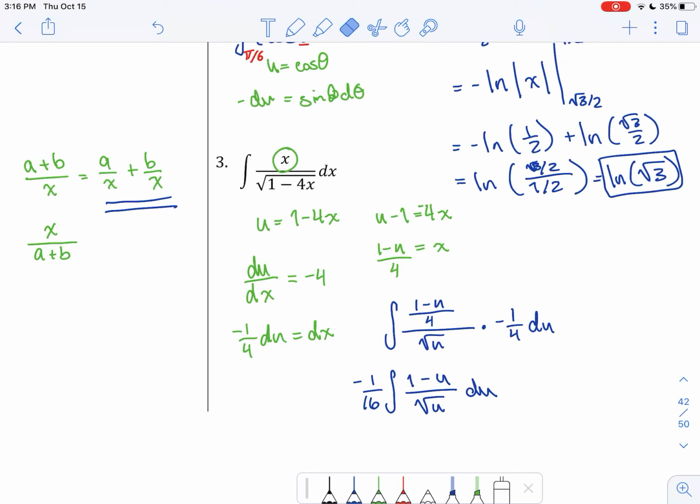where I am going to separate it into two separate smaller fractions. 1 over root u minus u over root u. So the actual thing that I will end up integrating is u to the -1/2 minus u to the +1/2 du. I'll leave that integration polynomial root work to you. If you're interested, the answer is on the guided notes PDF.